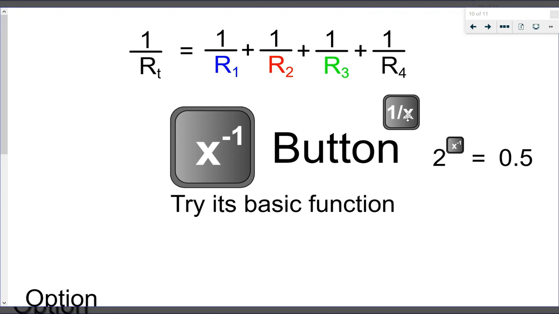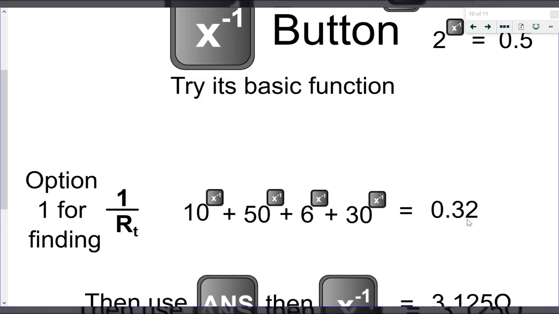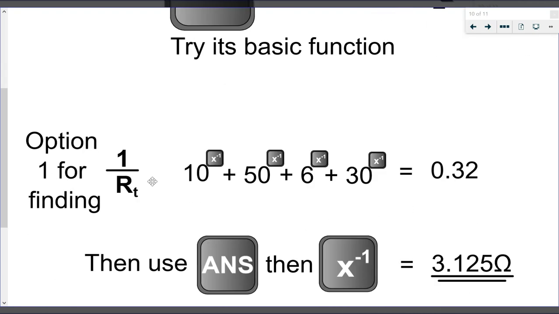Okay, so 1 over RT equals 1 over R1 plus 1 over R2. So 1 over 1 plus 1 over 1 gives us 2, because 1 over 1 gives us 1, 1 over 1 gives us 1 here as well, so 1 plus 1 is 2, okay?